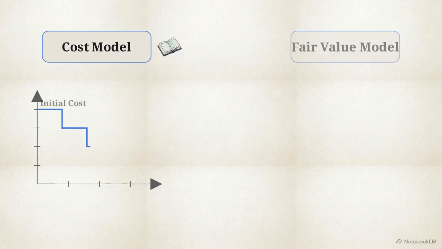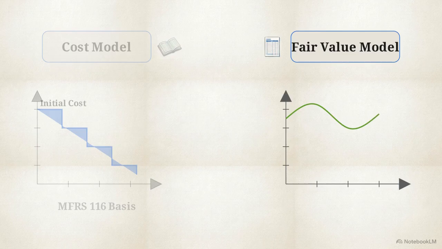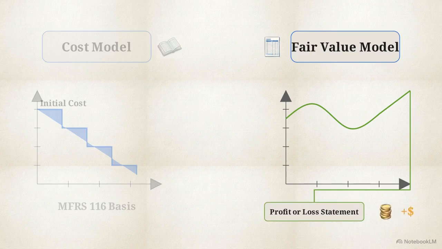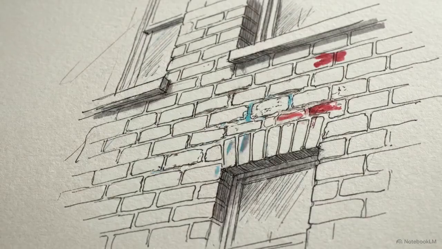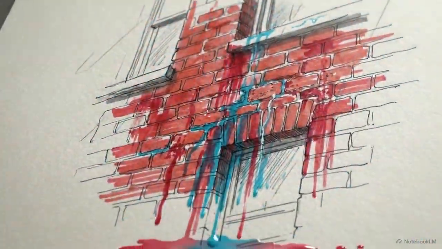Under the cost model, the asset is recorded at historical cost, reduced over time by accumulated depreciation and impairment losses. The fair value model follows MFRS 13, where the asset is adjusted to current market value at each reporting date. Here, no depreciation is recorded. Because depreciation is not used, any changes in market valuation are recognized immediately in the profit or loss statement. The choice of subsequent measurement model determines whether market volatility and physical degradation are reflected immediately in a company's reported earnings.